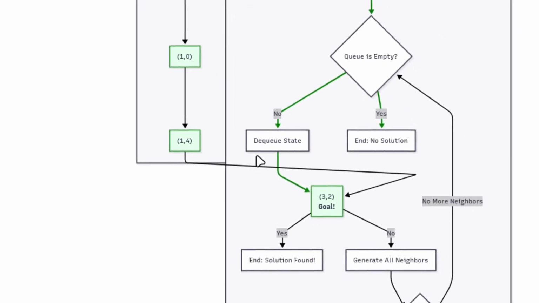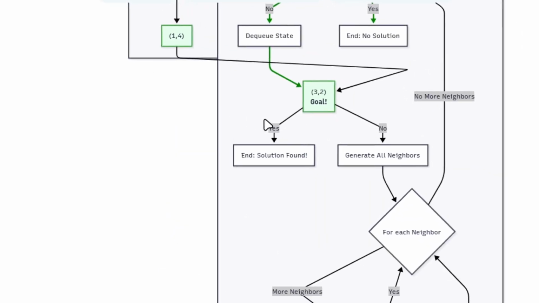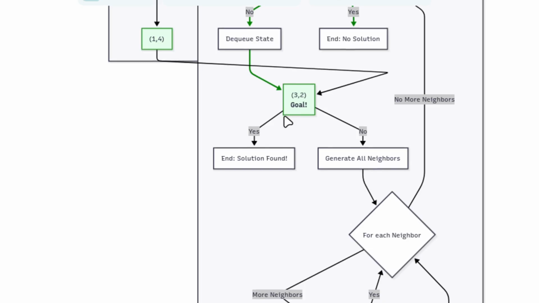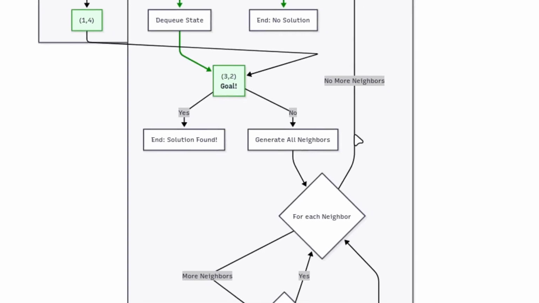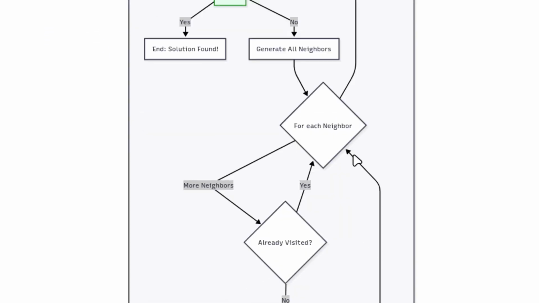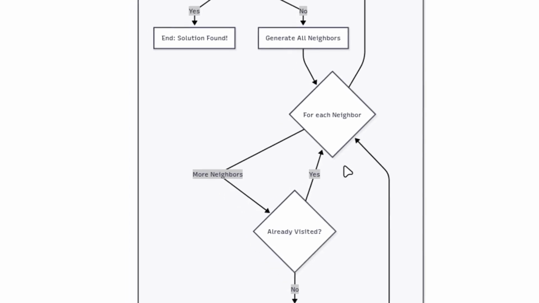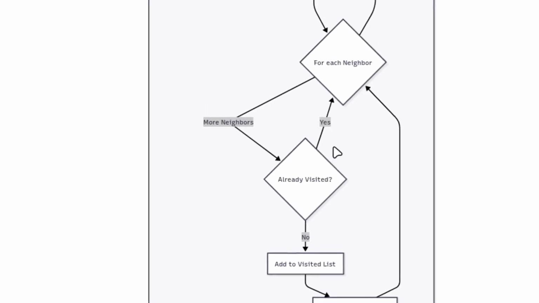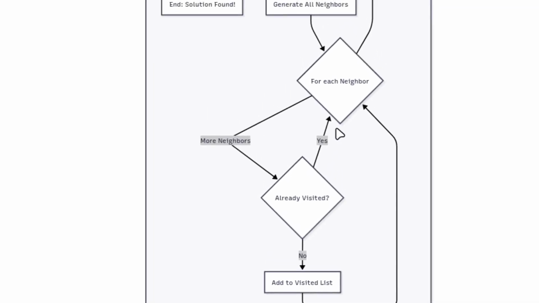So after you dequeue the state, you then check for the goal. I should have mentioned that in this case we are looking for the goal. Is 0, 0 the goal of our algorithm? No. So then we are going to generate the neighbors. Generating the neighbors means we are going to look for the neighbors. For each neighbor there may be more neighbors. Now we need to check whether we have visited that neighbor or not. If we have already visited, then we look for the next neighbor.